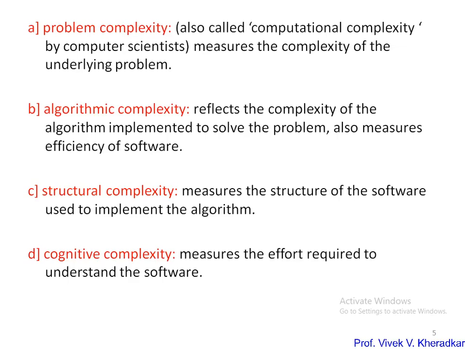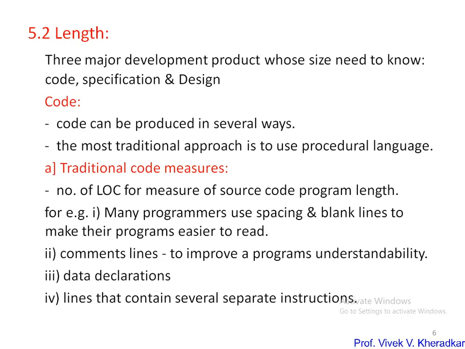So we start with the first aspect of size, which is length. There are three development products whose size should be measurable: specification, design, and code. So what is our expectation? We have a development phase in which we have the specification, design, and code. And what is our aim? We want to measure the length of this development, that is, the length of specification, the length of design, and the length of code.